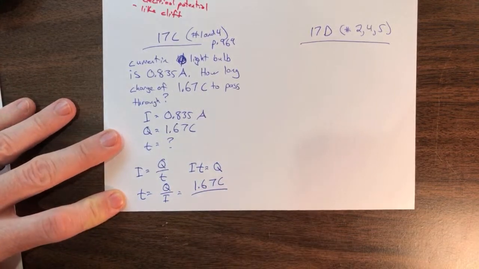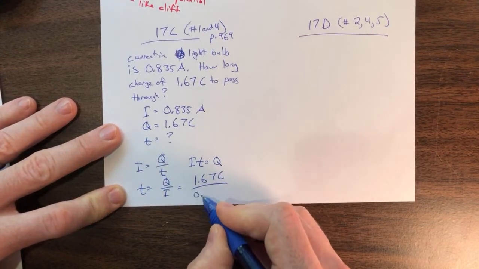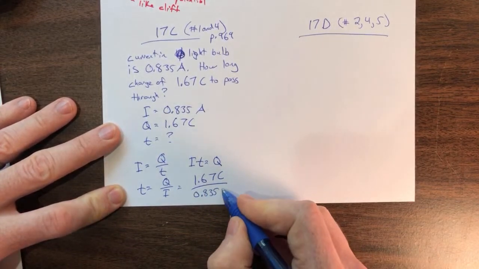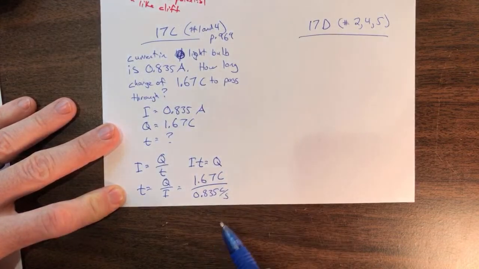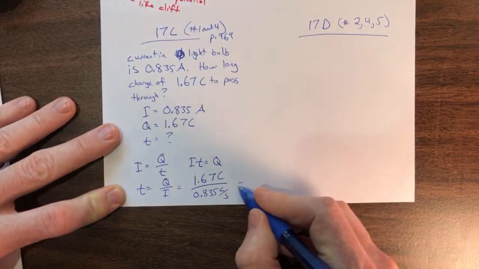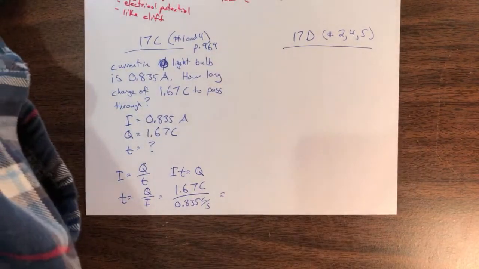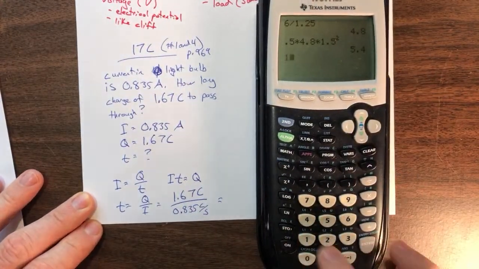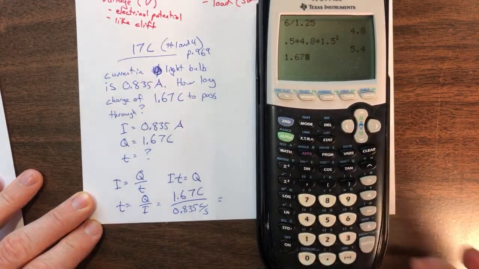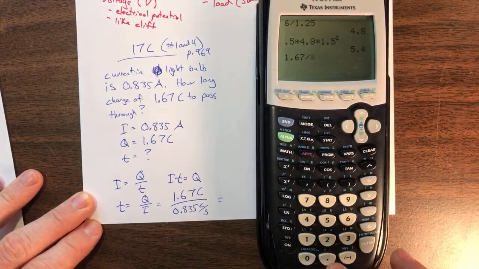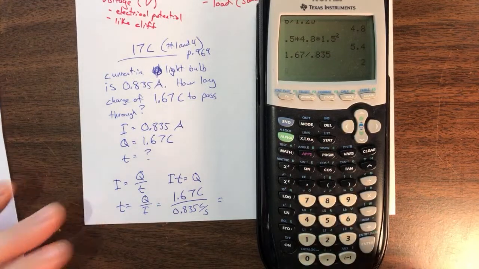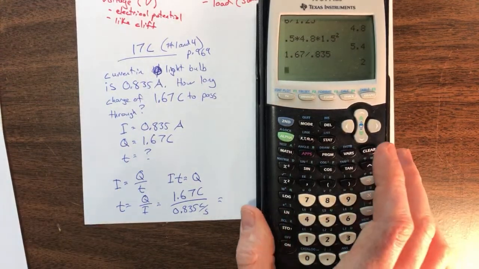And we have it over this 0.835 amps. And remember, an amp is a coulomb per second. And I'm going to write it that way so we can see how the units are going to cancel out. All right, so that's going to be 1.67 divided by 0.835, and done. 2. Wow, that just worked out perfectly.